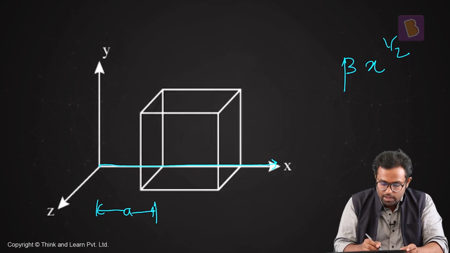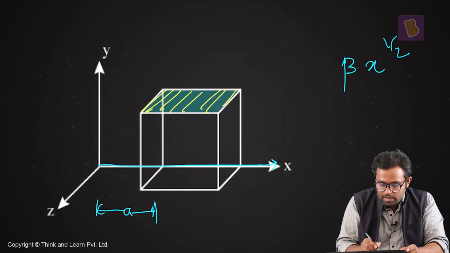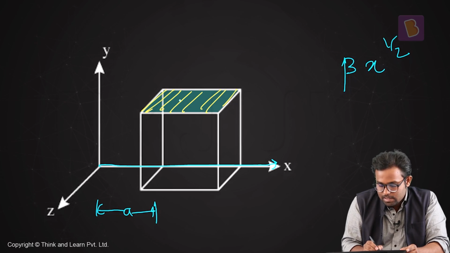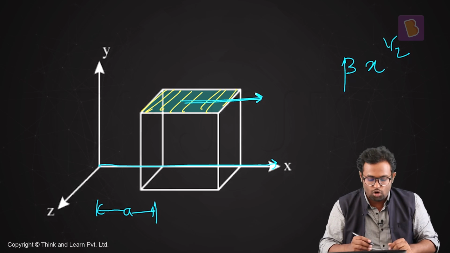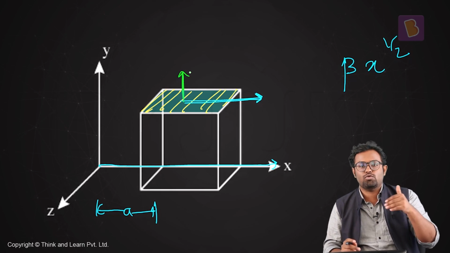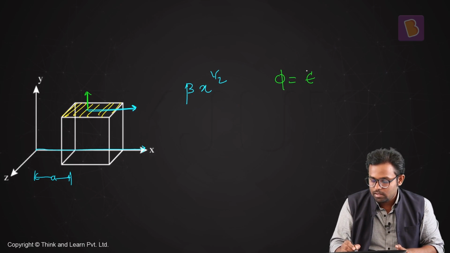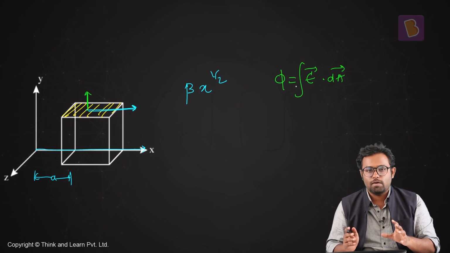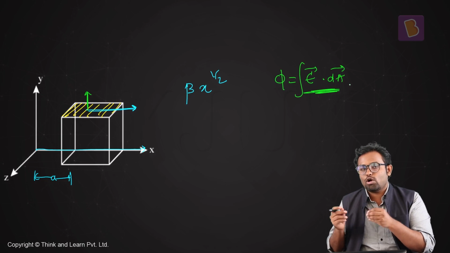Now, when I look at this top surface over here, I know that the electric field is going to be like this, grazing through that surface. So if I take a normal on that surface, the angle between the electric field and the normal is going to be 90 degrees. And you know that the flux is equal to the integral of E dot dA. This is the general formula for finding flux. So all the elements are going to be perpendicular, so the dot product will be 0.